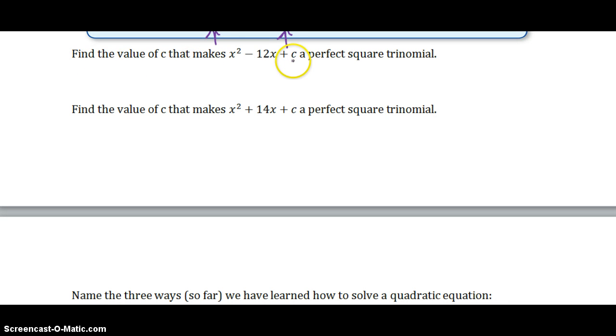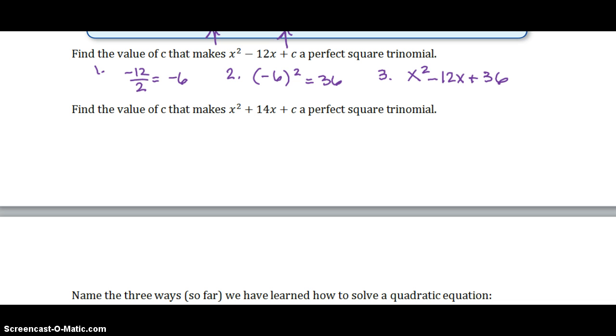Let's find the value of c that would make this a perfect square trinomial. So our lead coefficient is already 1. The number in front of x is negative 12. So step number 1, we're going to take negative 12 and divide by 2, and that gives us a negative 6. Step number 2, we take negative 6 and we square it, which is of course going to give us a positive 36. And then our third step, since it's not an equation, we're looking for the value of c. The value of c should be a positive 36.